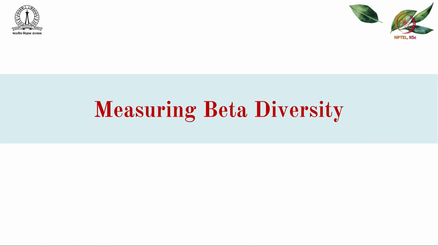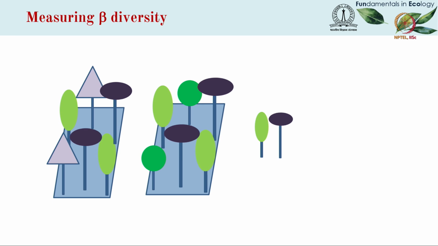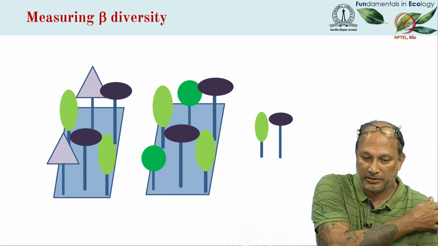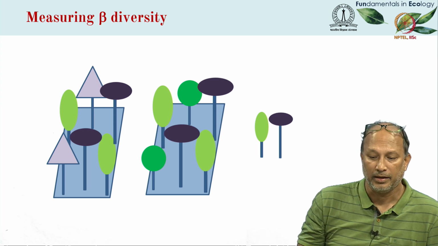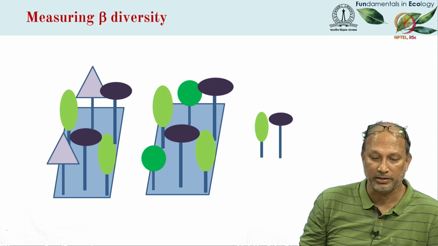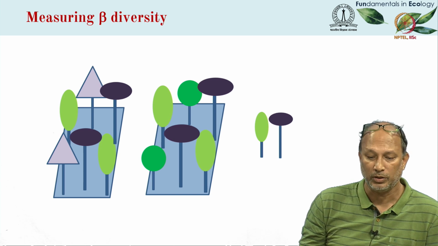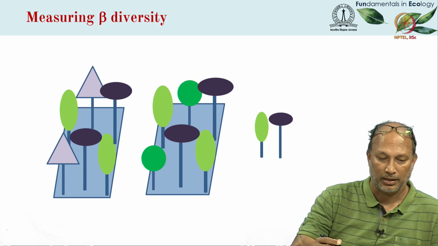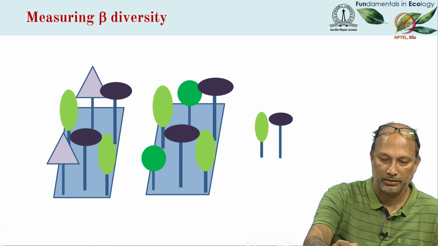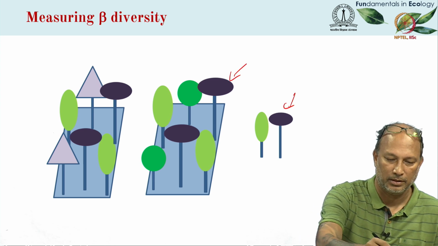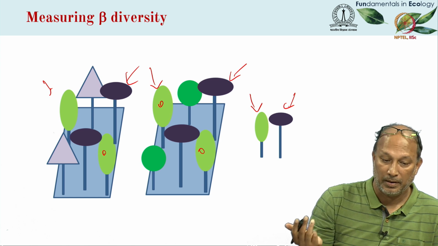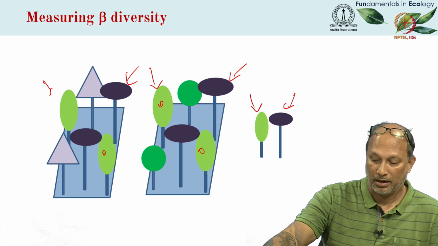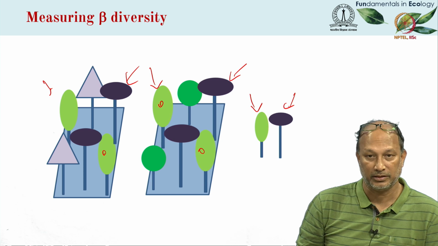In order to understand this, we need to measure beta diversity, and as mentioned, this is essentially a way to quantify the differences in composition between two areas. As you can see, for example, from these two, in area 1 and area 2, there are these species, this one, that are common between the two, this one as well, and the others are not. How do we go about measuring this difference?